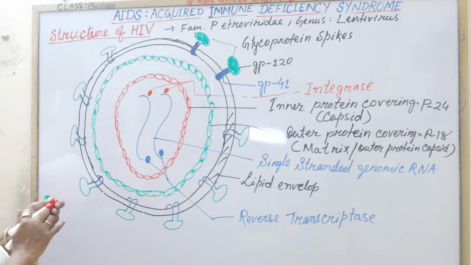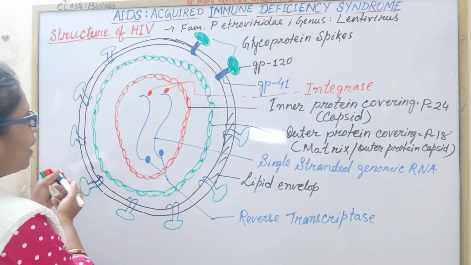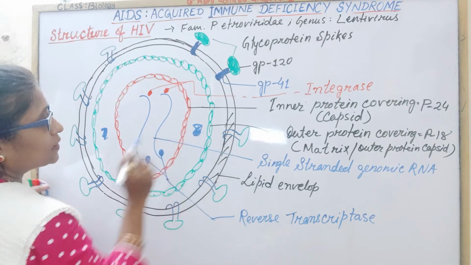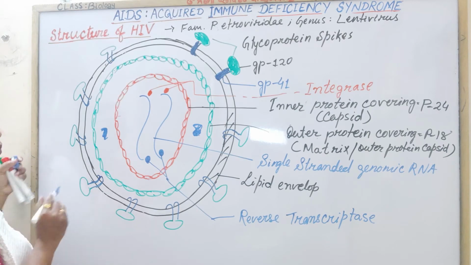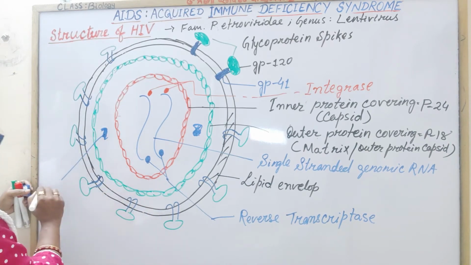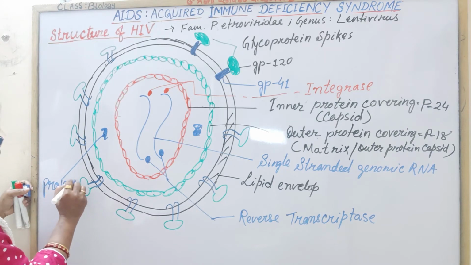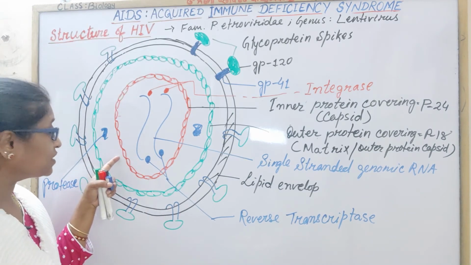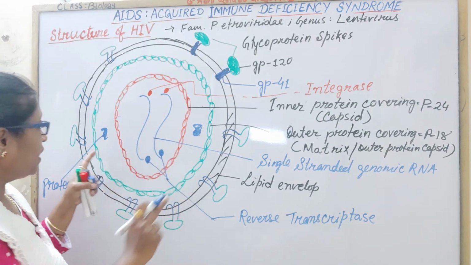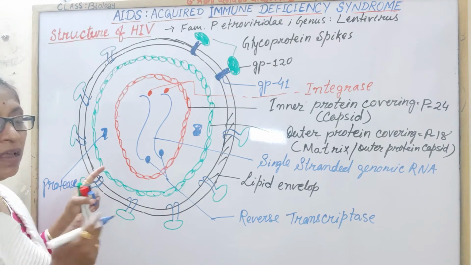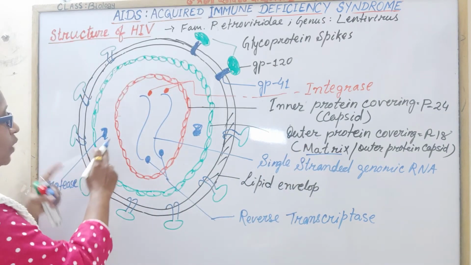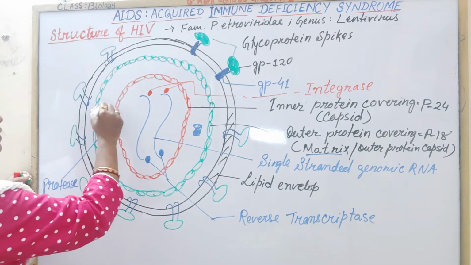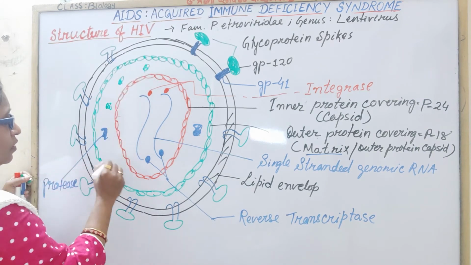Even some other proteins and enzymes are there. Here are some proteases. Okay, some more proteases. Protease in between the capsid and matrix. Simply, the inner protein covering is called capsid. The outer protein covering or outer protein capsid is simply called matrix. So in between the capsid and matrix, there are some proteases and some more enzymes present over here. Remember, these are some more enzymes.